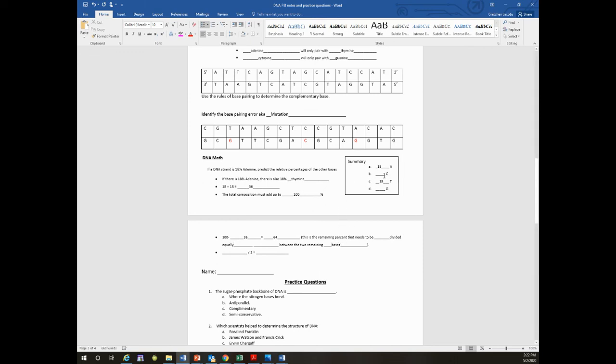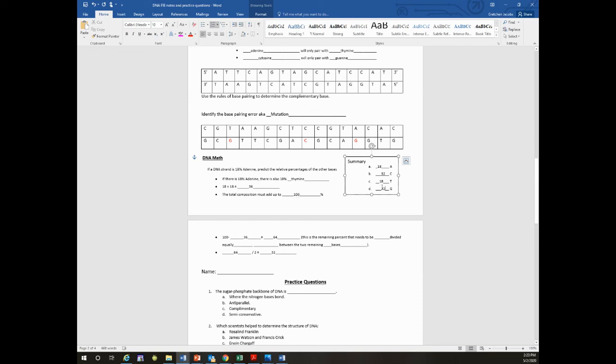So I have 64% left that I need to account for, but half of that has to be cytosine and half of that has to be guanine. So 64 divided by 2 gives me 32. And so the remaining percentage of cytosine and guanine is 32. And if you ever want to check your math, all you have to do is add up these four numbers and see if they hit 100.